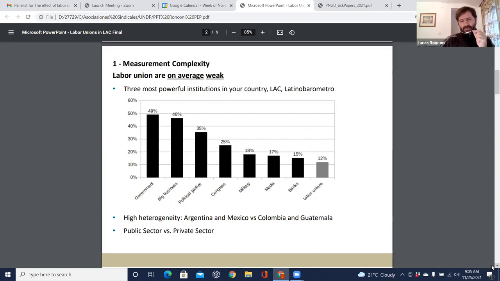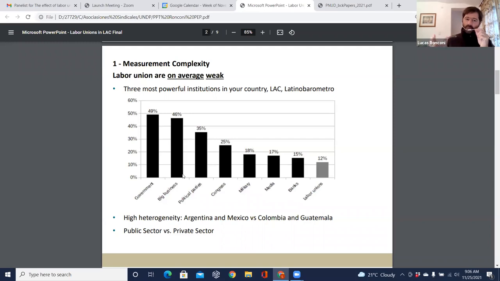There was one question asked in Latinobarómetro. Latinobarómetro is an opinion survey conducted all over Latin America, where they ask people, please, out of these 8 institutions, which are, according to your opinion, the 3 most powerful? Well, on average, Latin Americans selected government, big business, political parties, so either business or politics, as the most powerful institutions. Out of the 8 institutions, labor unions was ranked as the least powerful institution, only selected by 12% of the population.